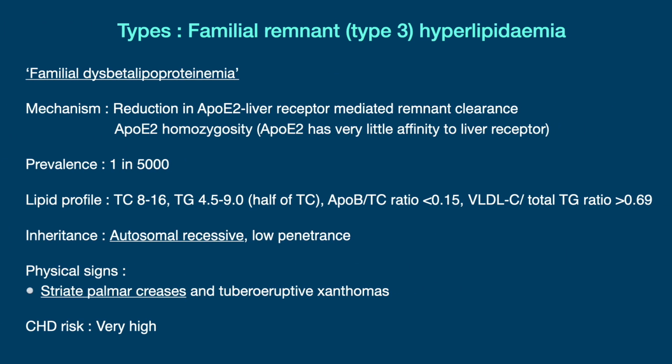Next would be the familial remnant or type 3 hyperlipidemia, also known as familial dysbetalipoproteinemia. Here what happens is there is a reduction in ApoE2 liver receptor-mediated remnant clearance. It is autosomal recessive inheritance and poses a very high cardiovascular risk. Clinical signs include striate palmar crease and tuberoeruptive xanthomas. Cardiovascular risk is very high.